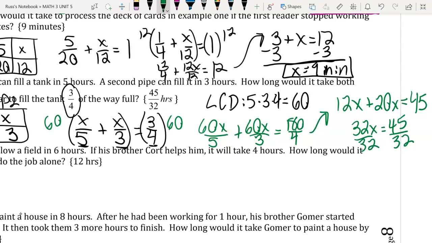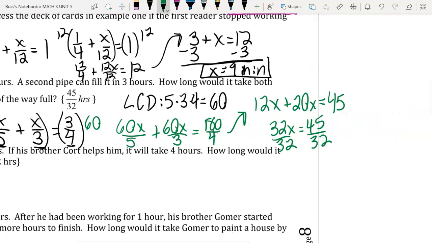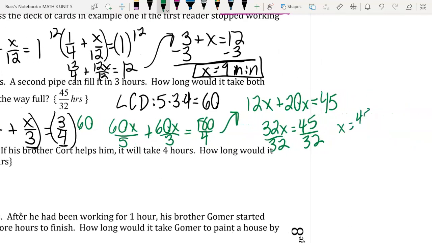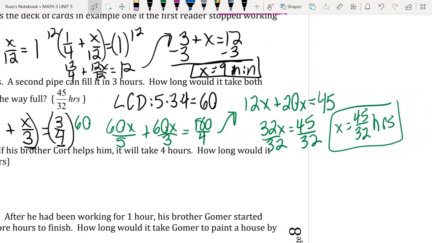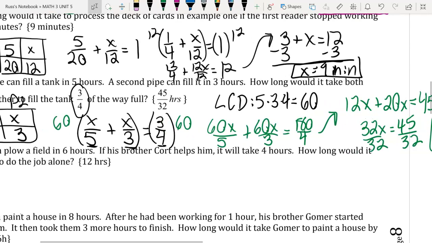Now you'll notice that we wrote the answer as 45 over 32 hours. Okay, so that's my answer. x equals 45 over 32 hours. Now if you're like, Mr. Duncan, that's weird. It is. If you write the decimal though, it's going to be such a long decimal. So we just leave it 45 over 32. If it'll reduce nicely, fine. But that's going to be a little less than an hour and a half.